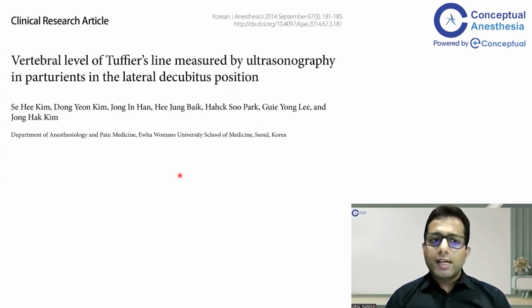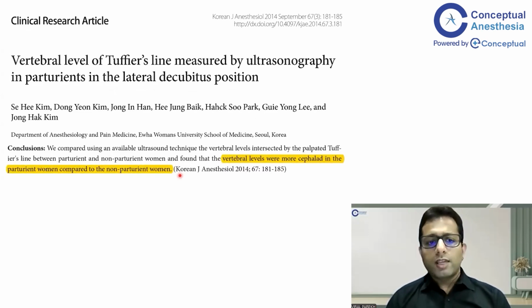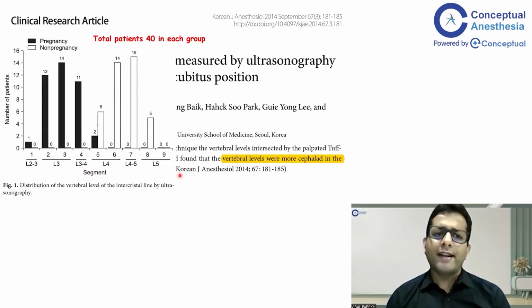This was another study about the vertebral level of Tuffier's line measured by ultrasonography in parturients, and in this study it was measured in a lateral decubitus position. They also came to the conclusion that the vertebral levels were more cephalad in parturient women compared to the non-parturient women. So subjectively, what we felt by palpation of the Tuffier's line, that it corresponds to the L3-L4 interspace or L4-L5, was not correct. And these were their findings.